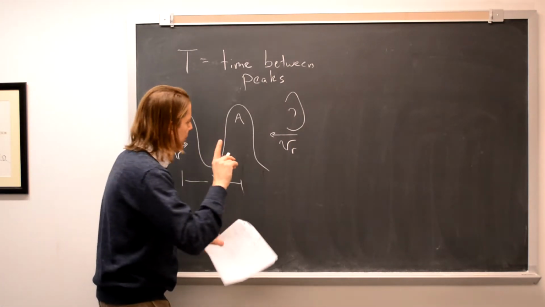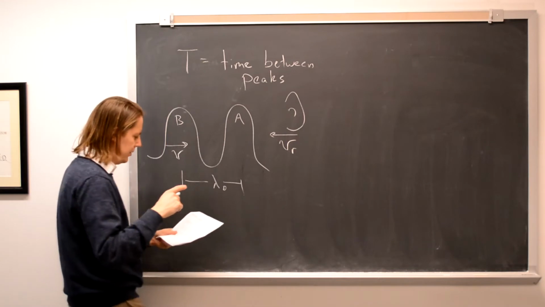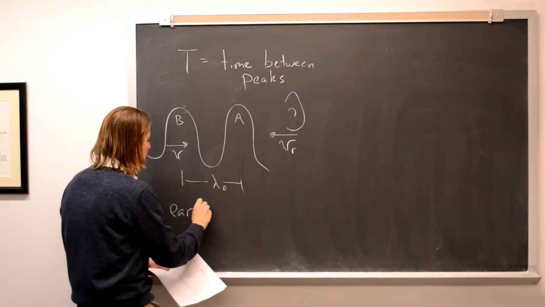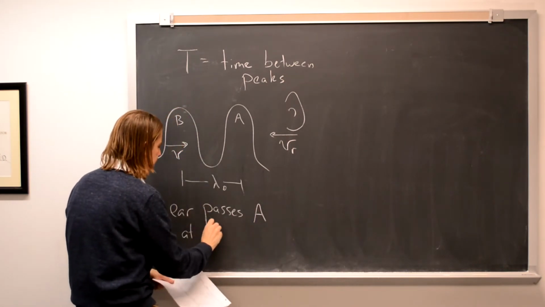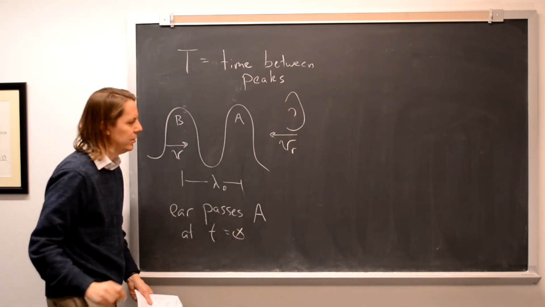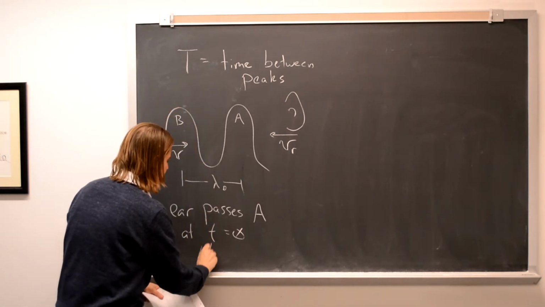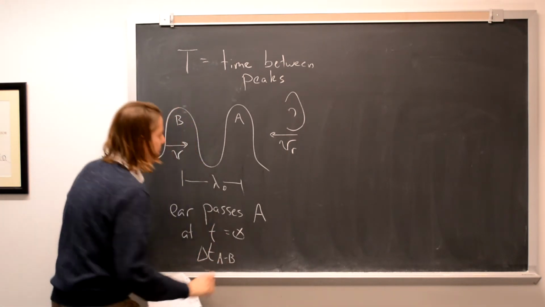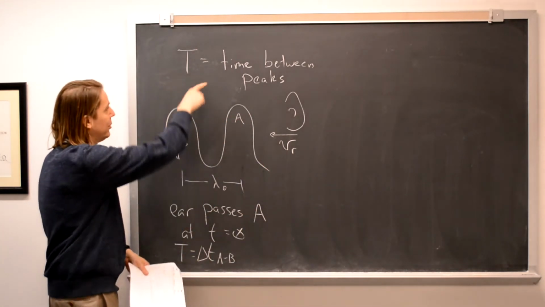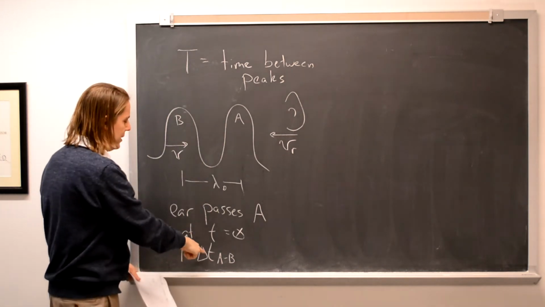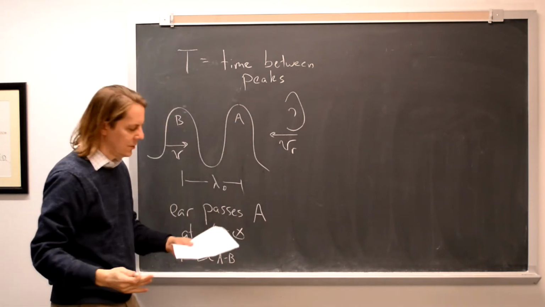Okay, so now here's what we're going to do. We're going to do this as a kinematics problem. Yes, physics builds. So the ear passes A at T equals 0, and what we want to get is delta T from A to B. The period, what the ear hears, is just the time it takes for the ear to get from this peak to that peak. That's what we're going to calculate.